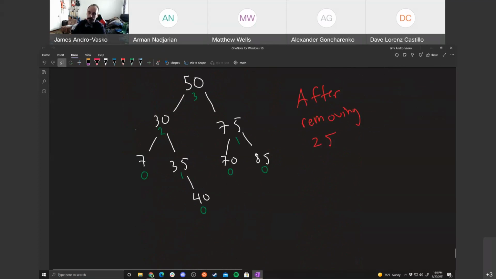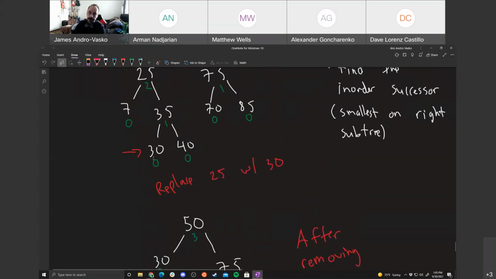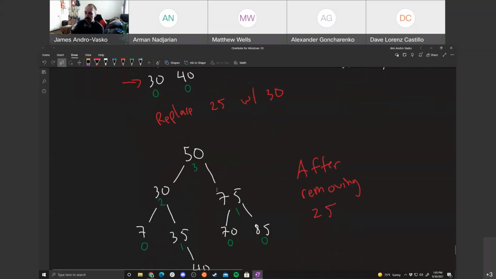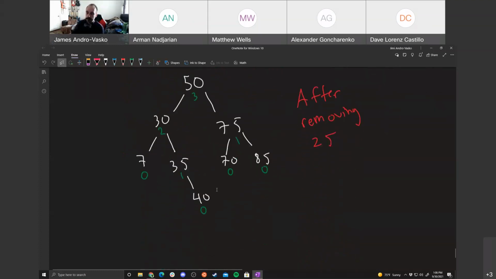Pretty simple. Now, of course, if 30 had a right child, you would move that up, and 35's left pointer would now point to 30's right subtree. We know 30 cannot have a left subtree because it's the in-order successor. If there were more elements to the left of 30, then 30 wouldn't be the successor of 25. So it could have a right subtree, where we simply take that right subtree, assign it to 35's left pointer, and replace 25 with 30. That's all you would do, so not too bad. So that's our resulting tree.